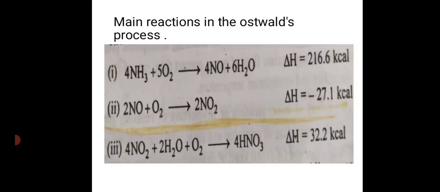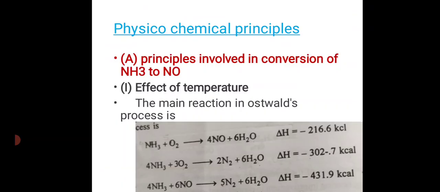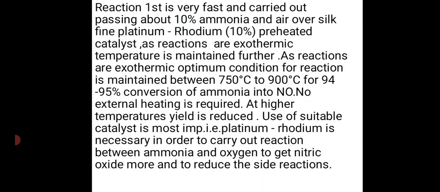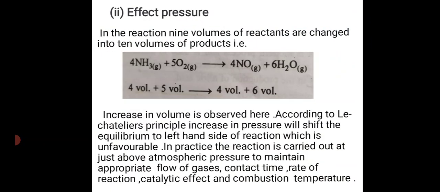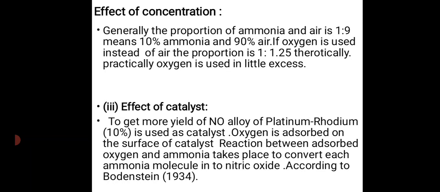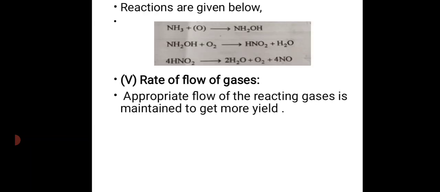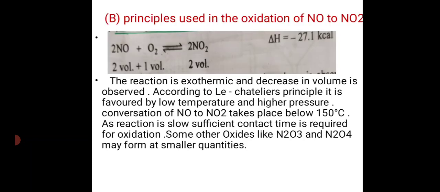Then the main reactions in the Ostwald process. Physicochemical principles involved in the conversion of ammonia to NO: effect of temperature, effect of pressure, effect of concentration, effect of catalyst, and last one, effect of rate of flow of gases.